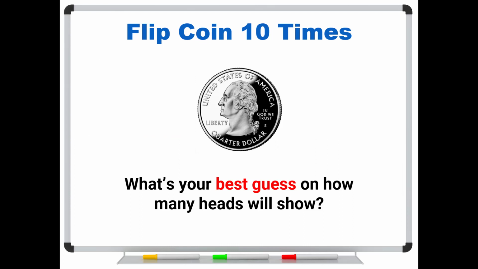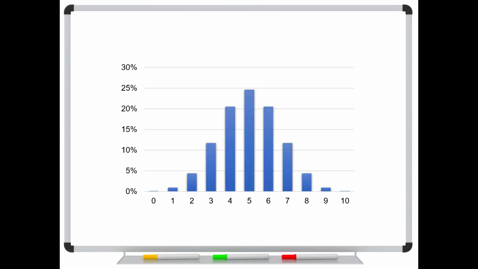Let's start with the first one. We're going to flip a coin 10 times. What's your best guess on how many heads will show? Again, we just said it was 5. If we were to graph this and look at all of the times that we got 0 heads, 1 head, 2, all the way up to a maximum of 10, this would be the distribution. We would get a nice little bell curve. Take a look at the guess for 5, right there in the center, and it is the tallest bar. So it does coincide with our intuition that that should be the best guess.